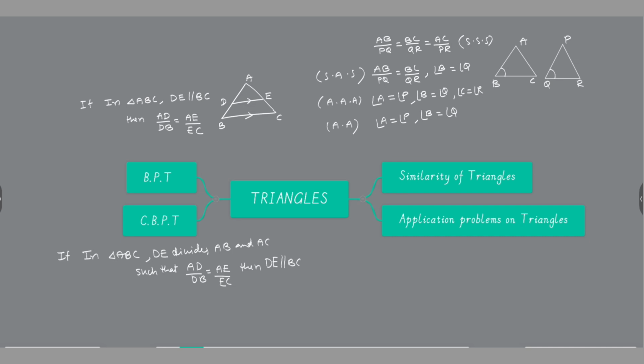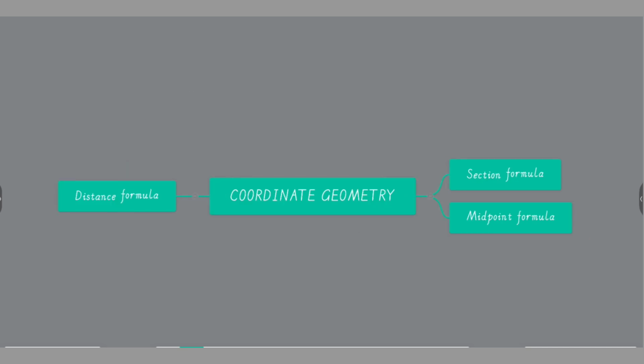Here especially you should be very thorough on what the basic proportionality theorem is and what the similarity criteria are, and how to use them. That's it. The next topic we have is coordinate geometry. Half of the topics we will discuss now. In the next video, we will discuss the remaining half of the topics.